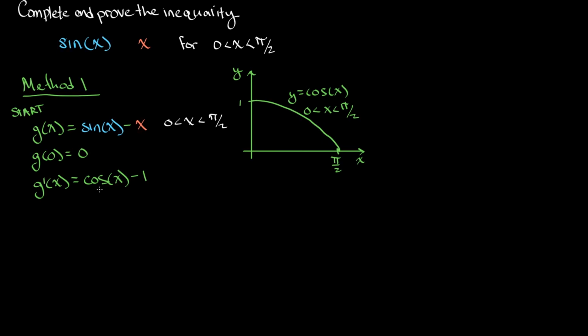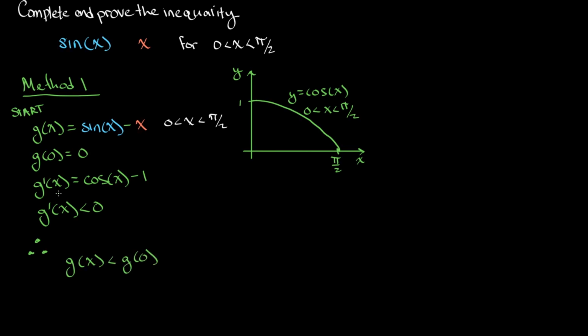So therefore, our derivative on this interval here, since cosine is less than 1 on it, is actually going to be negative. So then we are able to state this. We're able to say, therefore, by a consequence of the mean value theorem, since our derivative is negative, our function is decreasing on our interval, and therefore g of x is going to be less than g of 0.